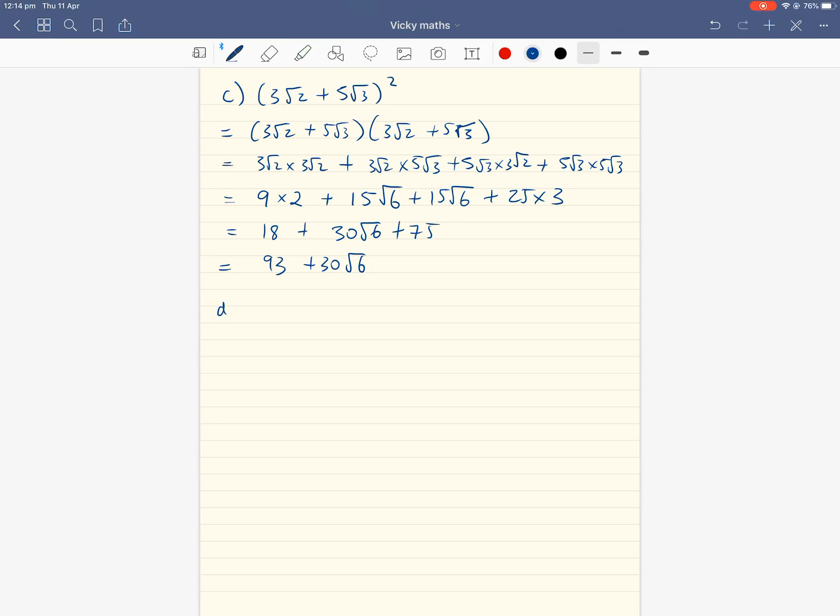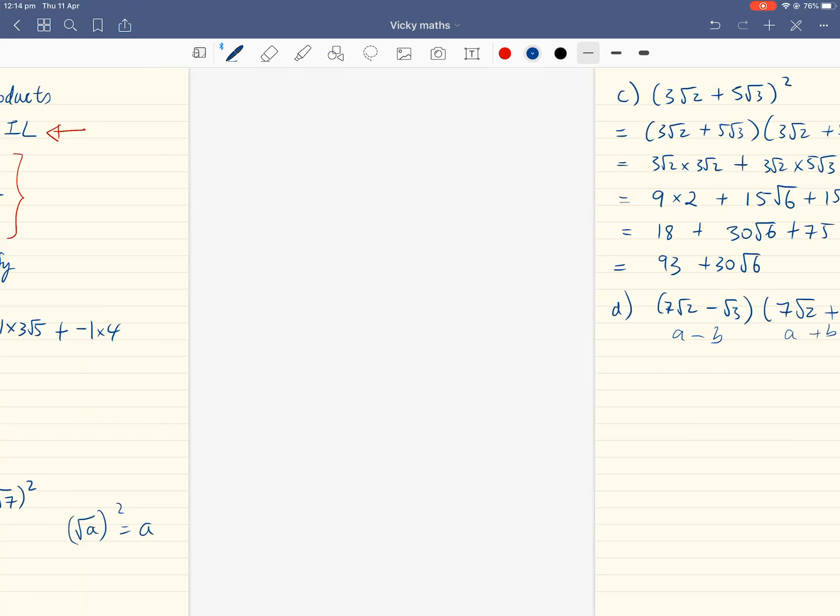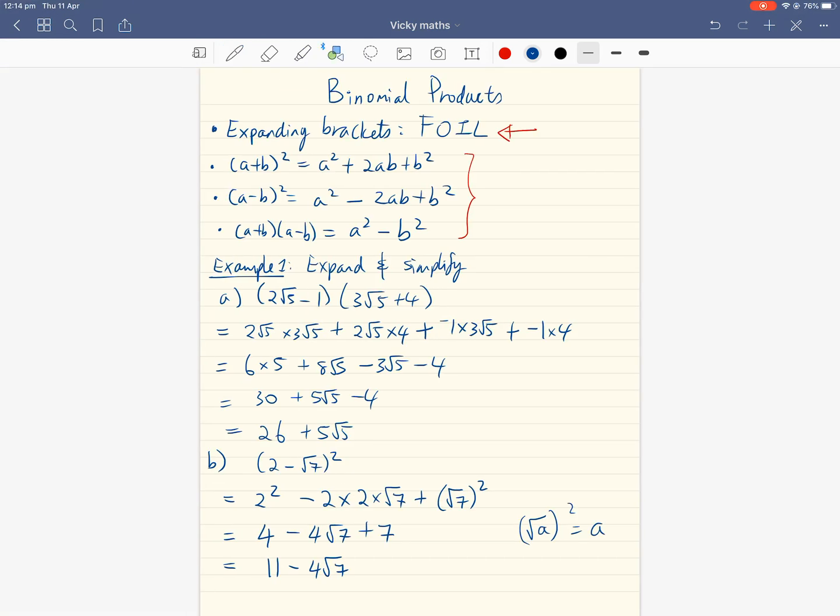Let's do one more. D, let's go 7 root 2 minus root 3 times 7 root 2 plus root 3. Again, if you don't recognize the pattern, if in doubt, just use FOIL. You will still get the same answer. It might just take a little bit longer. But if you do see the pattern, it's a minus b times a plus b, which is the third pattern that we've got, which tells us the answer would be a squared minus b squared.